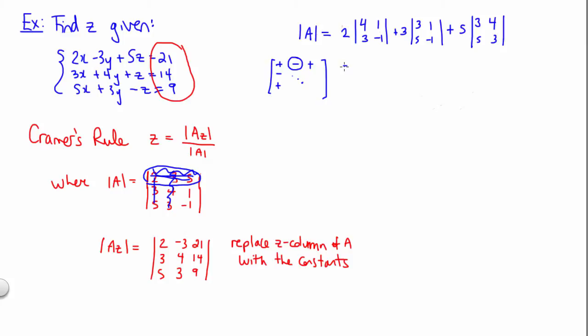So finishing off our calculation, this is equal to 2 times -7 plus 3 times -8 plus 5 times, we've got 9 minus 20, so that gives us -11. So -14 minus 24 minus 55 gives us -93 for the determinant of A.